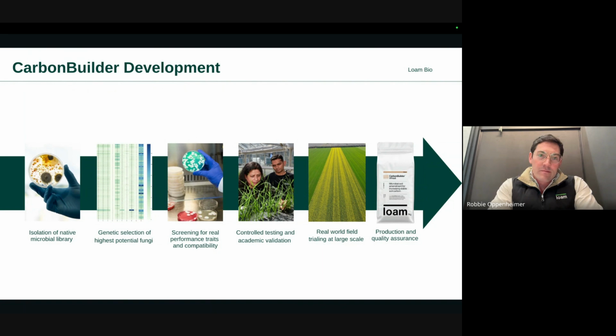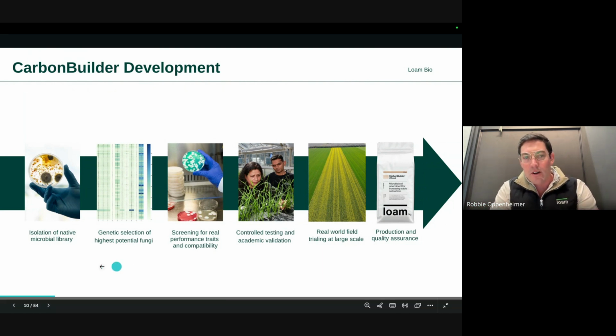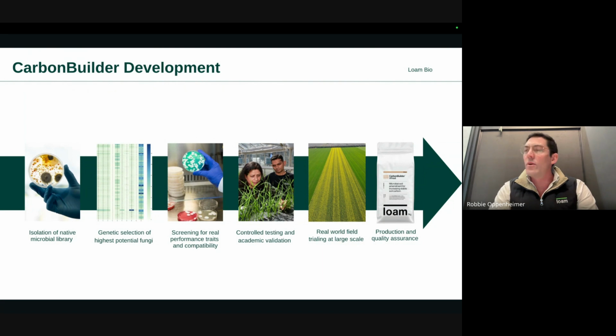We've taken that support and walked through this process to develop the microbial inoculant. First was the isolation of a native microbial library. So there are over 2,000 organisms in our Australian library that have come from soils all around Australia. These are natural organisms. They're not genetically modified. They're not modified in any way from their initial condition. We've then identified the organism and selected those that we believe have the highest potential for carbon sequestration.